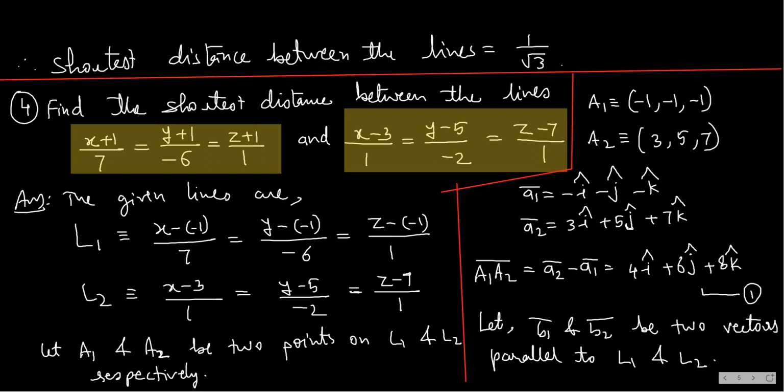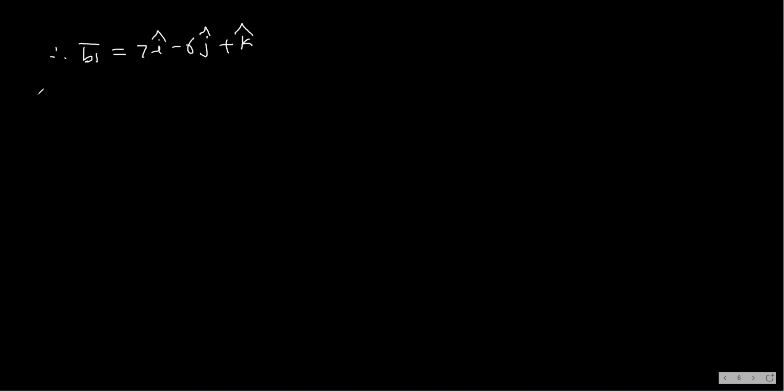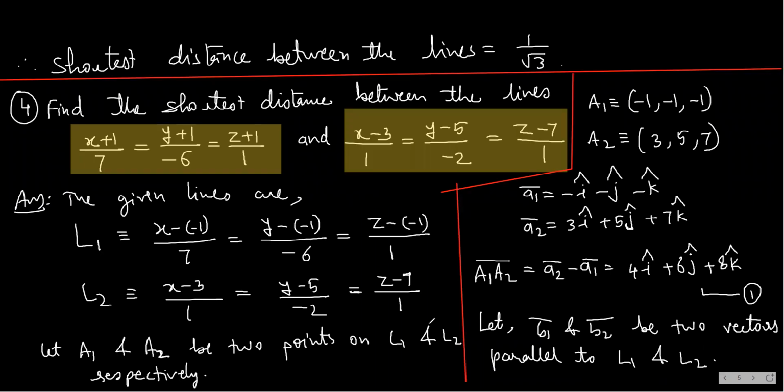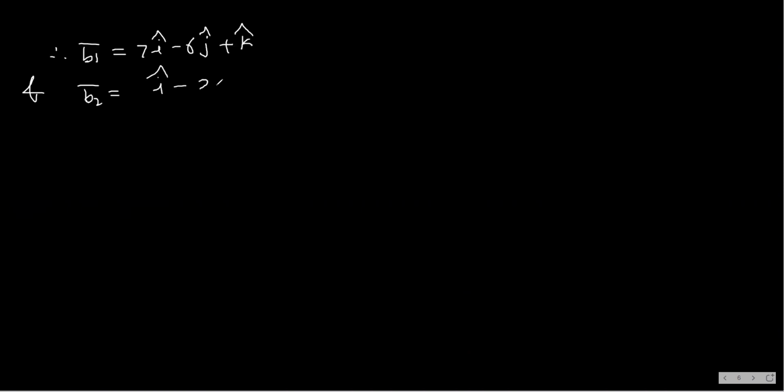So here we have b1 bar from the DRs of L1, and b2 bar I will write from the DRs of L2, which is 1, minus 2, 1. So you will have i cap minus 2j cap plus k cap. What is next? We will find out b1 bar cross b2 bar. You know why I'm finding this, because it is required in the formula.